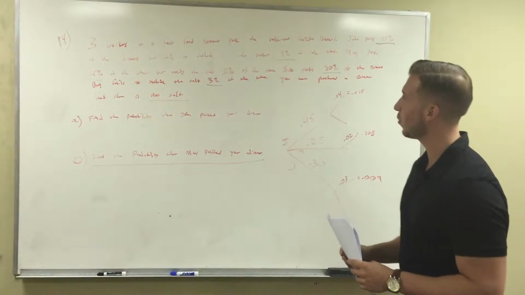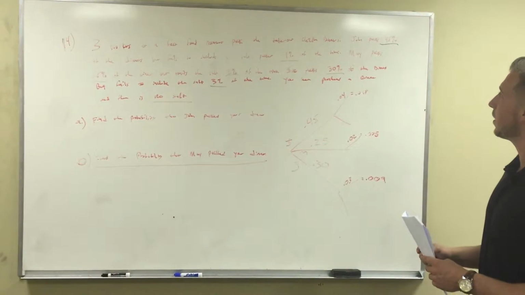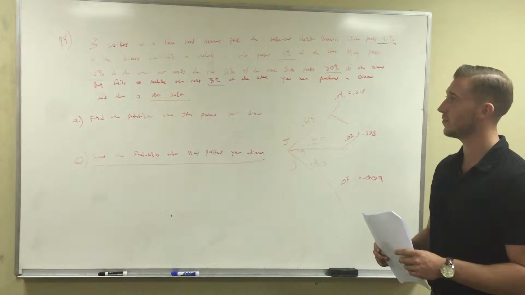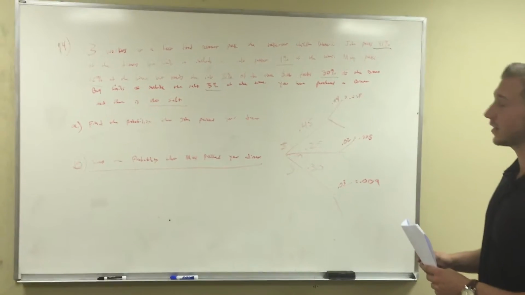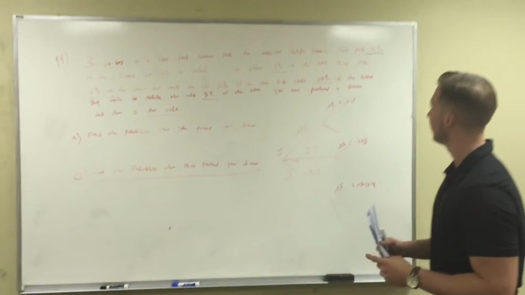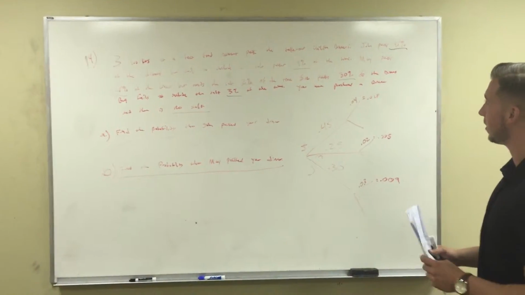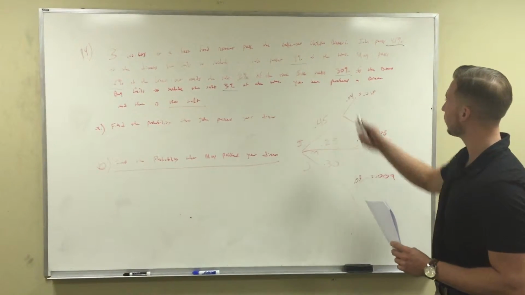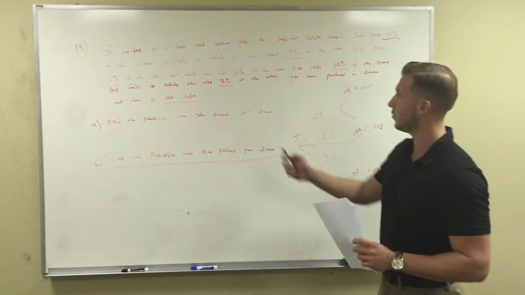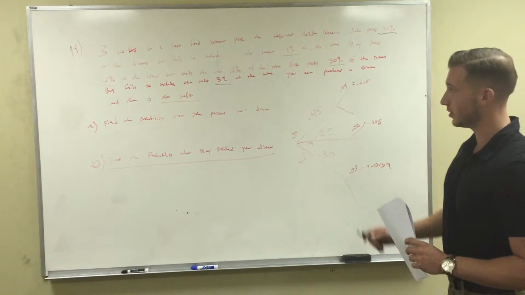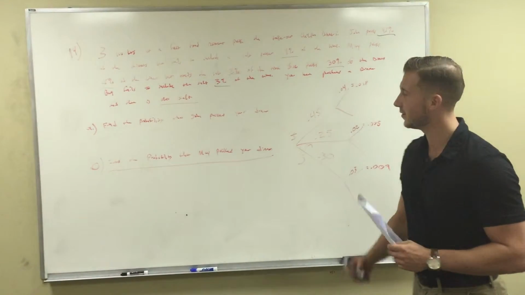Question goes, 3 workers at a fast food restaurant pack the takeout chicken dinners. John packs 45% of the dinners but fails to include a salt packet 4% of the time. Mary packs 25% of the dinners but omits the salt 2% of the time. Sue packs 30% of the dinners but fails to include the salt 3% of the time. You have purchased a dinner and there is no salt.